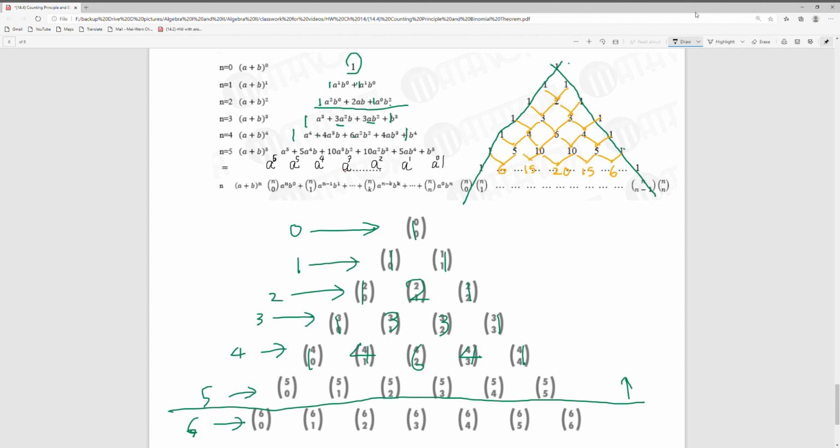So I have B6, B5, B4, B3, B2, B, and no B. Okay, I said B0. Okay, so I'm almost done here, and I put a plus. And the last thing I need will be the coefficient.